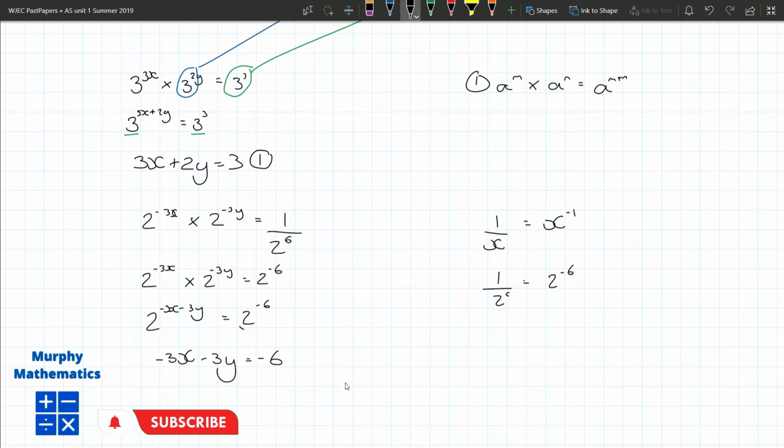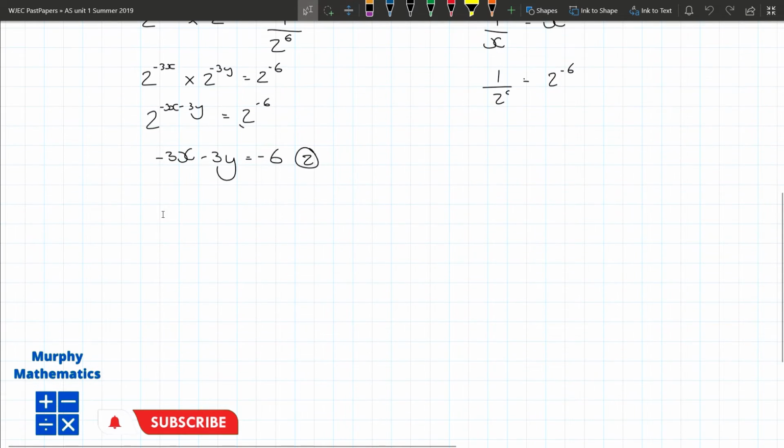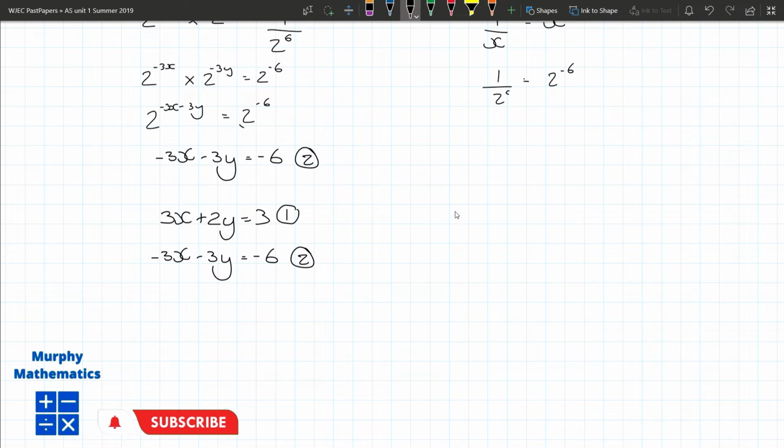So nice. So we've got our two equations, which I'll copy and paste. I'll take equation 1, looks good, and then equation 2 underneath it. Okay, and now it's just a case of simultaneous equations. I've got 3x and minus 3x, so I'm just going to do 1 add 2. My 3x will cancel out, and I'll be left with minus y equals minus 3. So I know y equals 3.